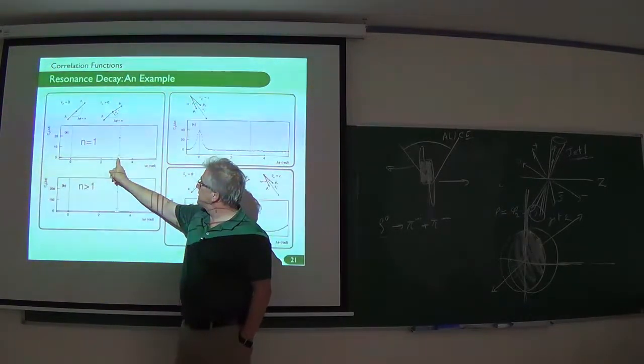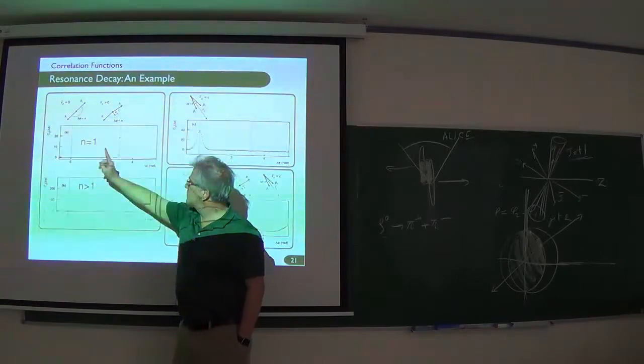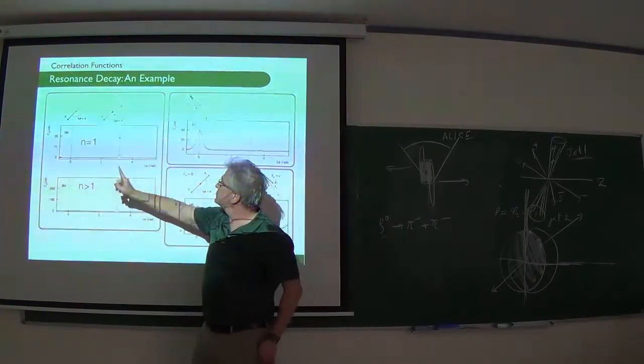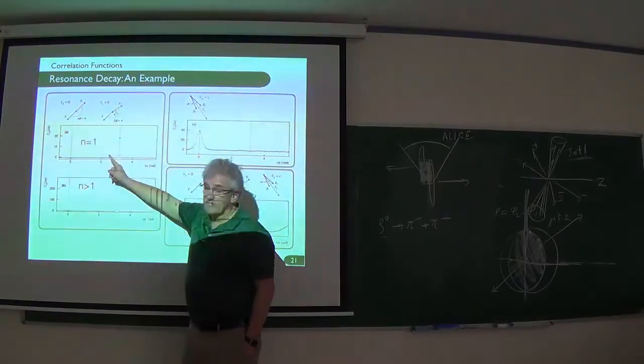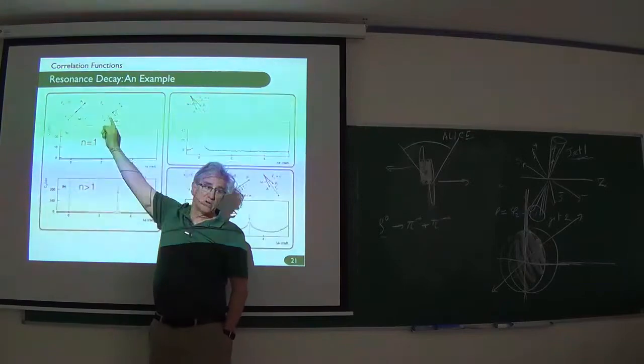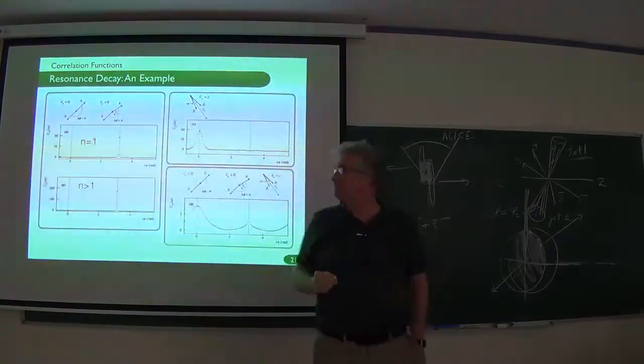on the vertical axis plotted as a function of delta phi. The correlation function has a peak at pi, corresponding to back-to-back emission. And this peak has a finite width because in this simulation there was a little bit of velocity imparted to the rho.